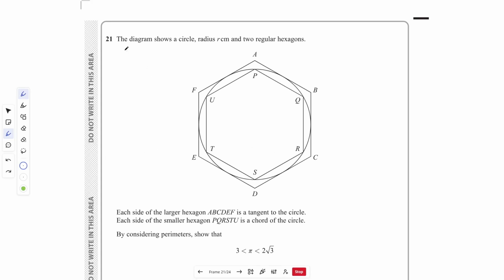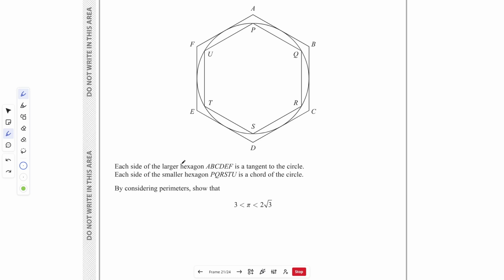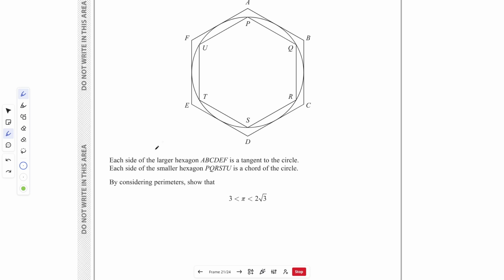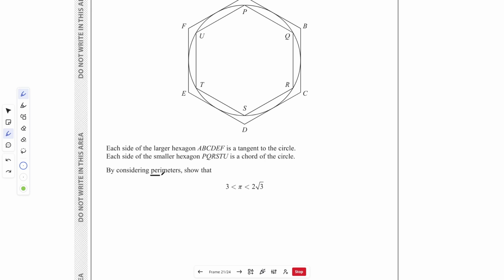First of all, let's read the question. The diagram shows a circle, radius r centimeters, and two regular hexagons. Each side of the larger hexagon, A, B, C, D, E, F, is a tangent to the circle, which you can see over here, it's a tangent. And each side of the smaller hexagon, P, Q, R, S, T, U, is a chord of the circle. By considering the perimeters, we need to show that pi is greater than 3 and less than 2 root 3.